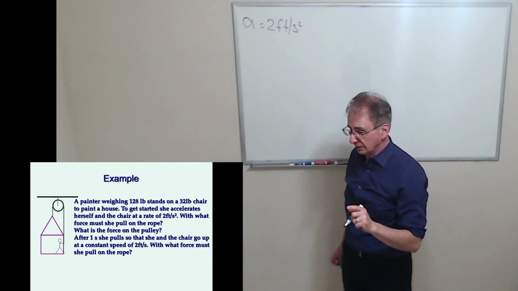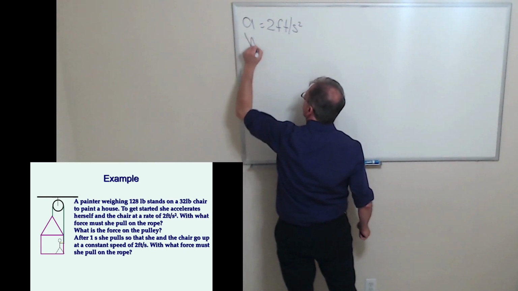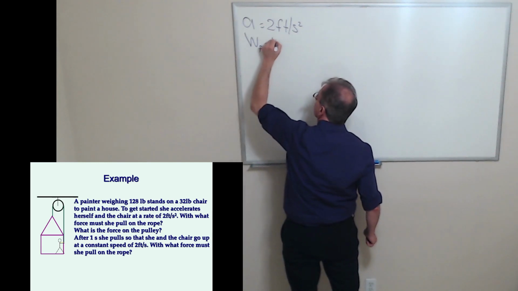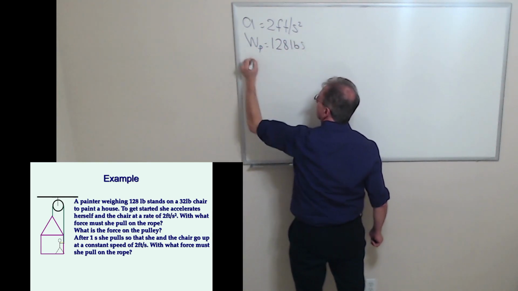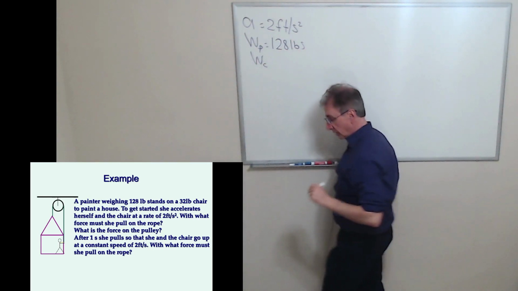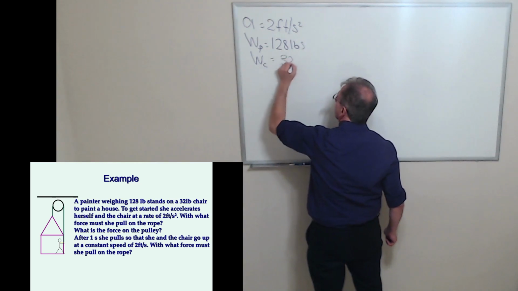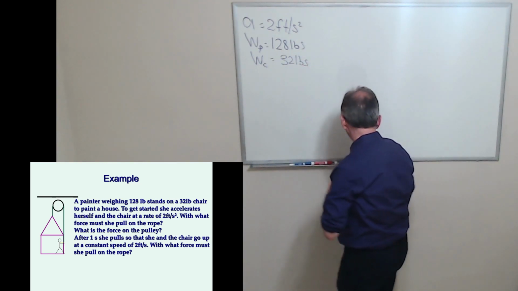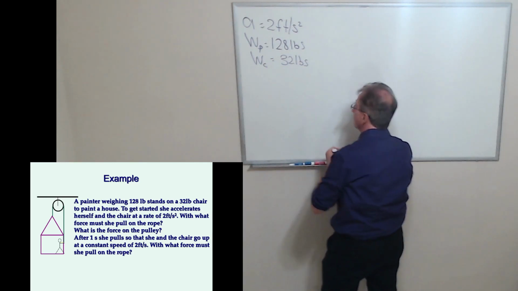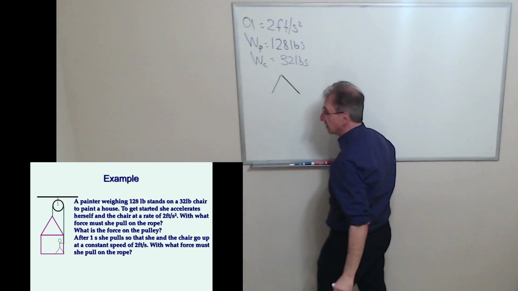And we're given in the problem her weight, the weight of the painter, and we're given the weight of the chair. And she's pulling herself up at 2 feet per second squared. So we're using British engineering units in this problem.